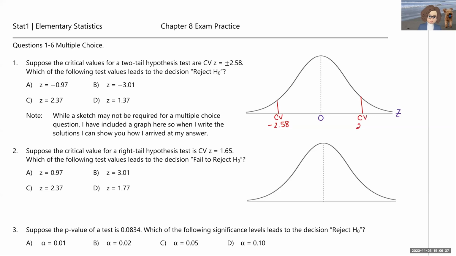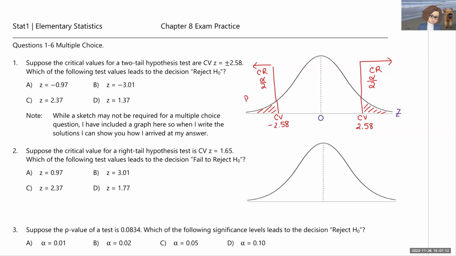So for a two-tail test, we have two critical regions, one in the left tail and one in the right tail. And that is our setup. I'm just going to add here as well, we don't need it for this question, but the areas of the critical region are alpha in total. So with a two-tail test, half of that alpha on either side. All right, and they'd like to know which test values lead us to reject H0.